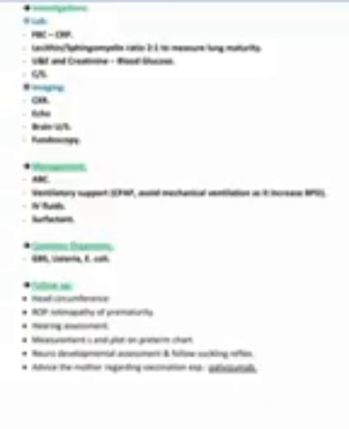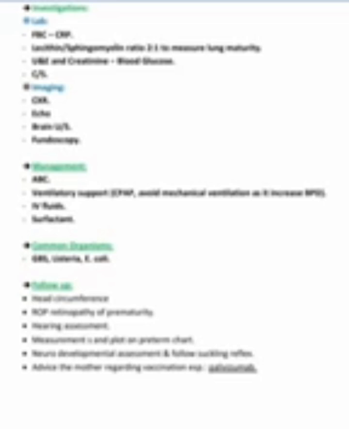Next, what investigations do we do for this grunting neonate? Number 1, labs: we can do the full blood count, CRP, then lecithin sphingomyelin ratio 2:1 to measure the lung maturity, urea, electrolytes and creatinine, blood glucose level and culture sensitivity. Imaging: we do the chest X-ray, echo, brain ultrasound and fundoscopy.